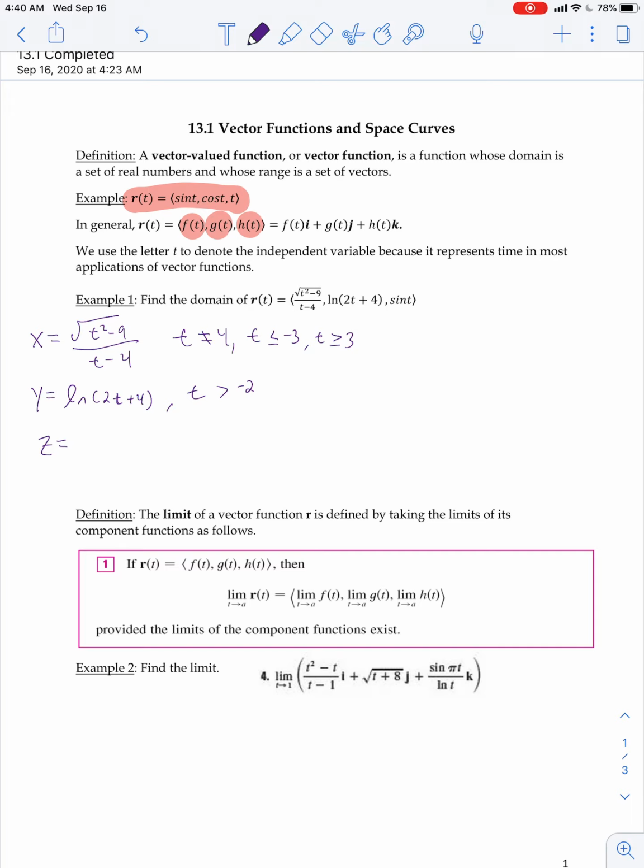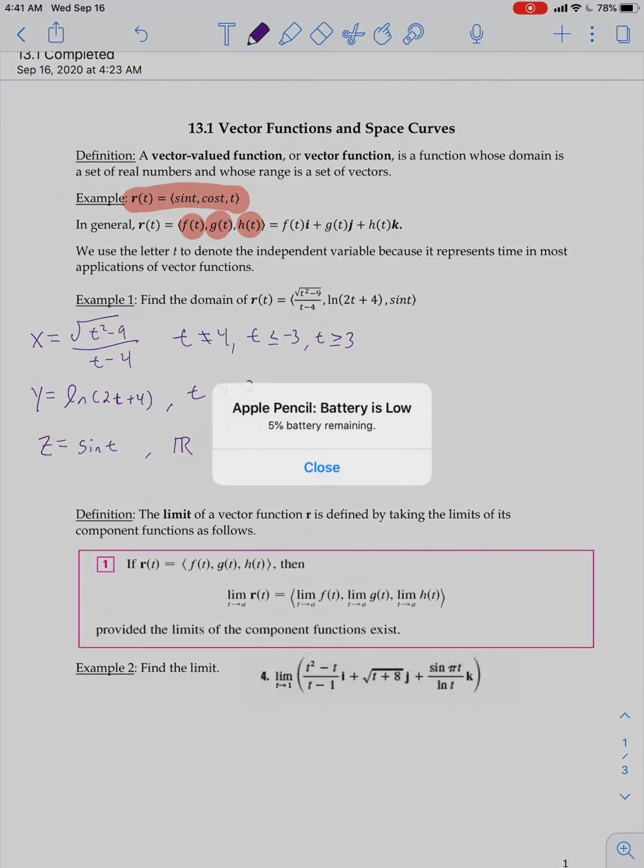And lastly, we have z, and we want to determine the domain of t, and it's a sine of t, and that's just going to be all real numbers. There's no restriction on our variable t there. And so now we're finished.